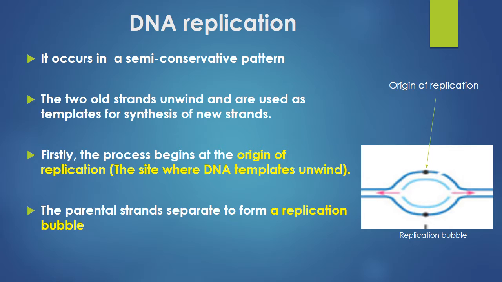So there's usually a point in the DNA that we call the origin of replication. It's the place where the DNA unwinding takes place so that the synthesis of DNA can begin. And at this point, when the parent strands separate, they form what we call a replication bubble, as you can see in the diagram there. So we can locate the origin of replication and the replication bubble.